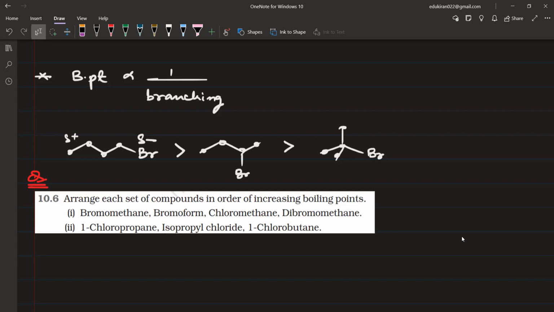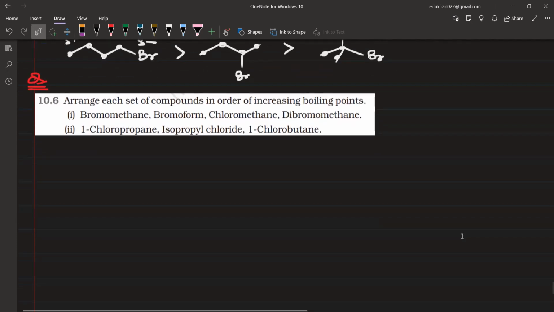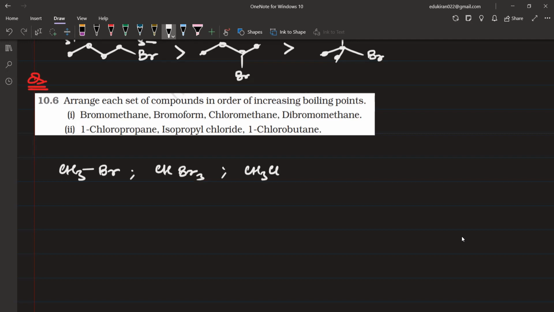Okay. So the first thing is that you should know how to write the molecule structure. Bromomethane is CH3Br. Bromoform means we will have 3 bromine groups, so you'll have CHBr3. Then chloromethane is CH3Cl. Then we have dibromomethane, which is CH2Br2. The first criterion that you have to see here is the number of carbon atoms, and the first criterion is going to be your molar mass.